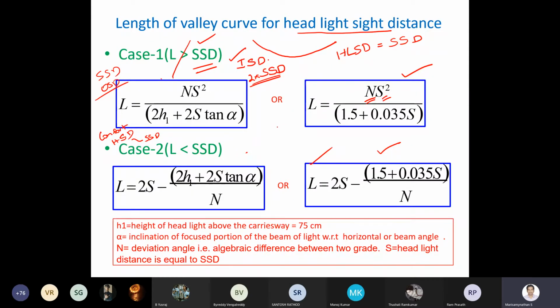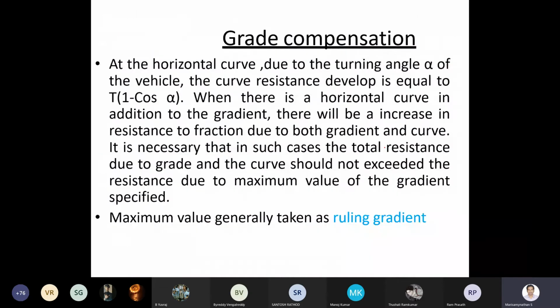In all these equations, first we assume that the length is greater than SSD. If it is satisfying the condition, we finalize the length. If it is not satisfying, we have the second case, length less than SSD. According to that, the equation can be picked and applied to estimate the final length of the valley curve or the summit curve. So it is very simple. Mostly the data might be given. If it is not given, the link will be there, and according to that link you have to estimate that particular length. So this is the overview of these things.